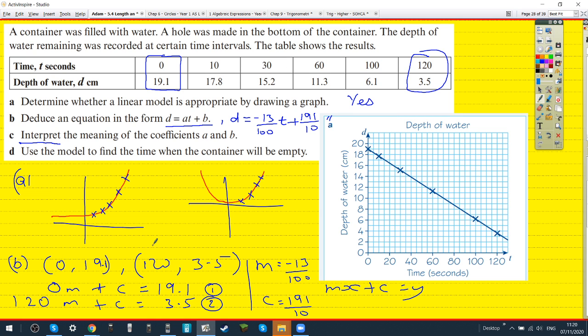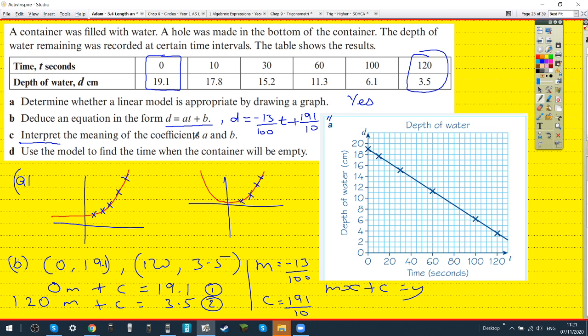Well, it says the time is 0, so the time would be 0. Yeah, so at time 0, the depth of water is? 19.1. Yep, and time 0 is another way of saying the beginning. So a container was filled with water, a hole was made in the bottom, okay. And so the water started at a depth of 19.1 centimeters.